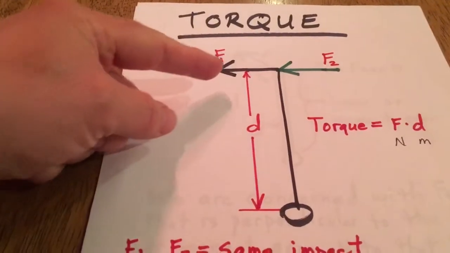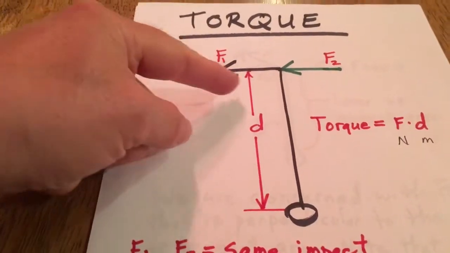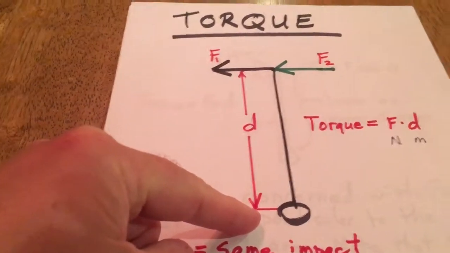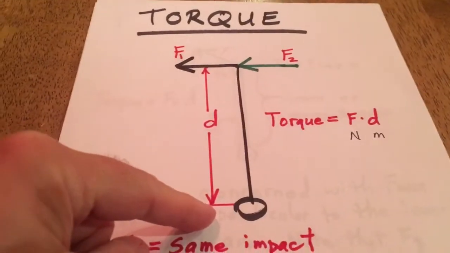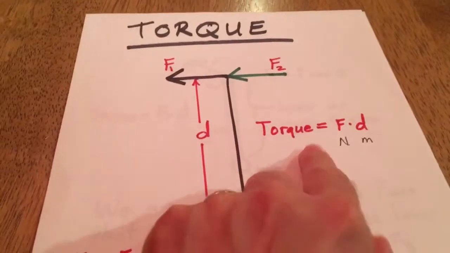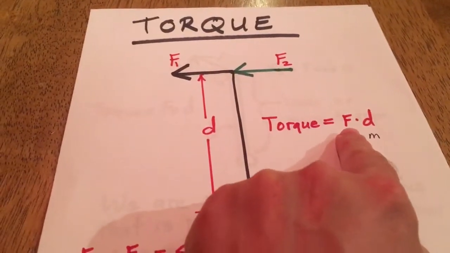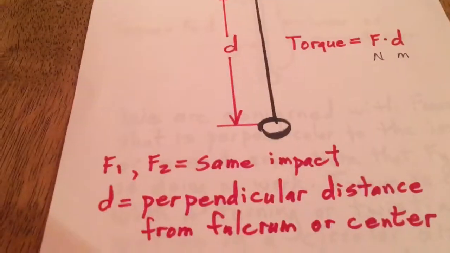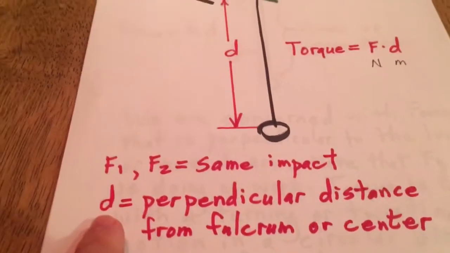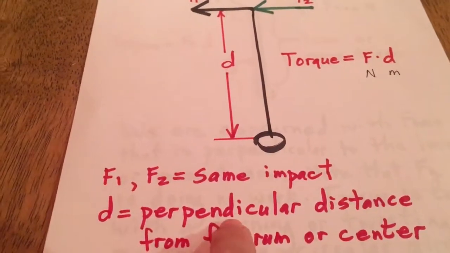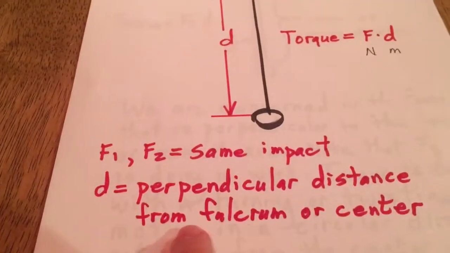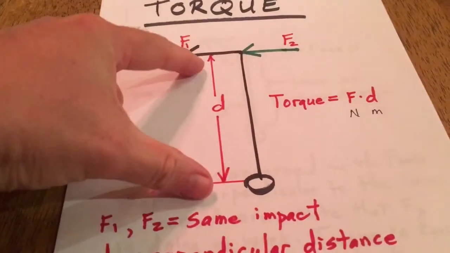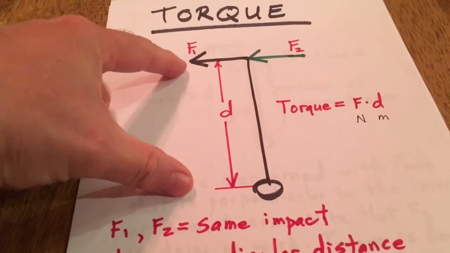And also important is the distance D from the force down to your center or your pivot point or your fulcrum. And torque is going to be equal to the force times the distance. It's going to be in Newton meters. And important here is that this distance D is the perpendicular distance from the fulcrum or the center. And we'll get more into the perpendicularity of this on the next page.